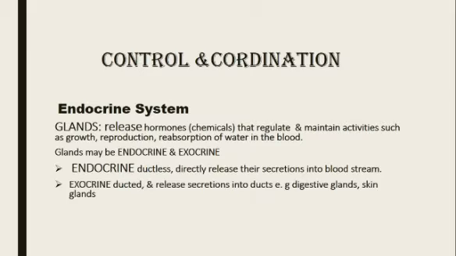Glands are of two types. Glands may be endocrine or may be exocrine. Endocrine are those glands which are ductless, which don't pour their secretions in some ducts or vessels. They directly release their secretions into bloodstream. And exocrine glands release their secretion into ducts. For example, digestive glands and skin glands.